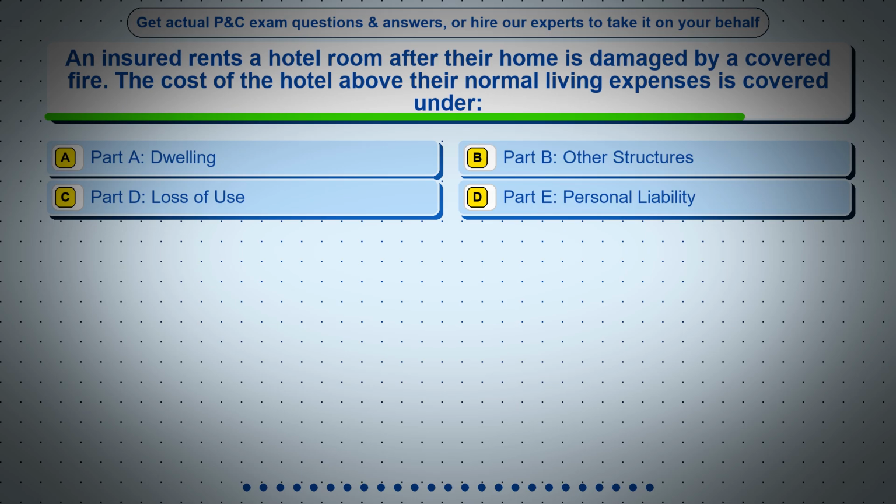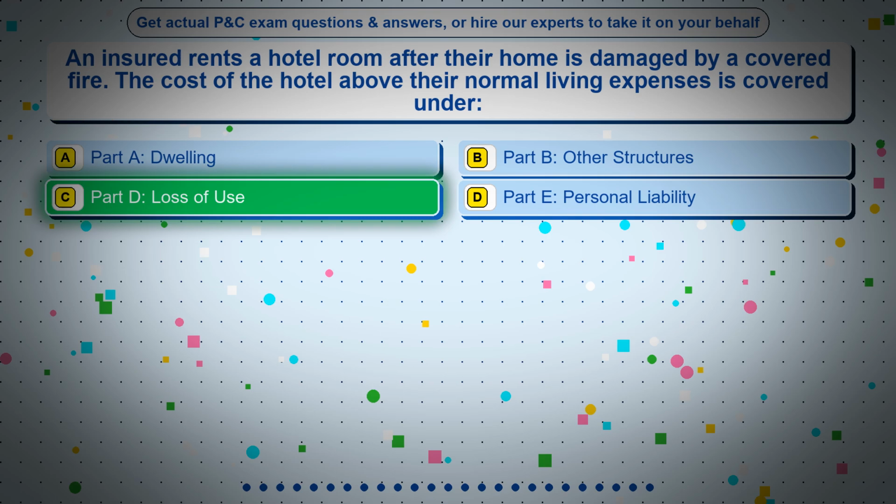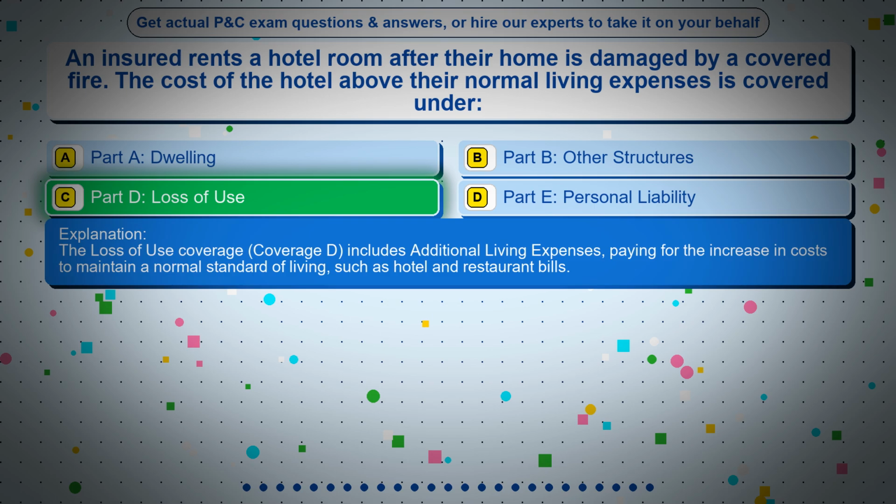Question 25. An insured rents a hotel room after their home is damaged by a covered fire. The cost of the hotel above their normal living expenses is covered under: Option A. Part A. Dwelling. Option B. Part B. Other structures. Option C. Part D. Loss of use. Option D. Part E. Personal liability. The correct answer is option C. Part D. Loss of use. The loss of use coverage, coverage D, includes additional living expenses, paying for the increase in costs to maintain a normal standard of living, such as hotel and restaurant bills.